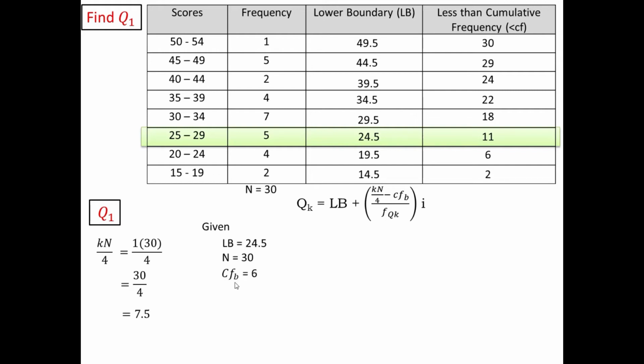Yung cumulative frequency before the quartile class, so hindi ba ito yung ating quartile class, yung kulay green? Ang kukunin natin is yung before. So yung before niya, yung nasa ibaba ay 6. That's why the cumulative frequency before the quartile class is 6. Yung frequency naman of the quartile class, ito yon, which is 5. Yung highlighted again, ito yung ating first quartile class. So, frequency now doon ay 5.